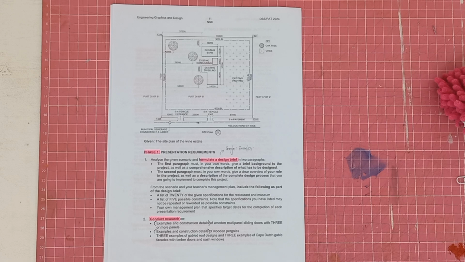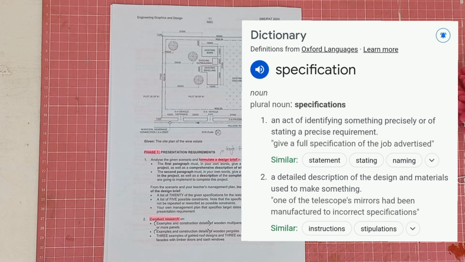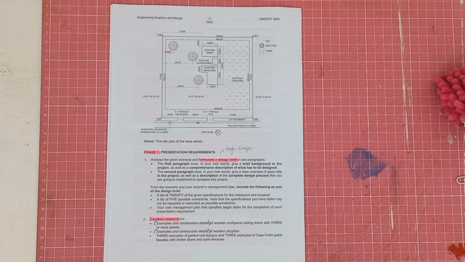and a list of 20 of the given specifications for the restaurant museum. So specifications are something that need to be there. They are requirements. Okay, I'll also stick up the definition for you. If you have a look at last year's PAT, I would say a constraint would be the floor area, because you can only use a certain amount of space. So that, for instance, could be seen as a constraint.